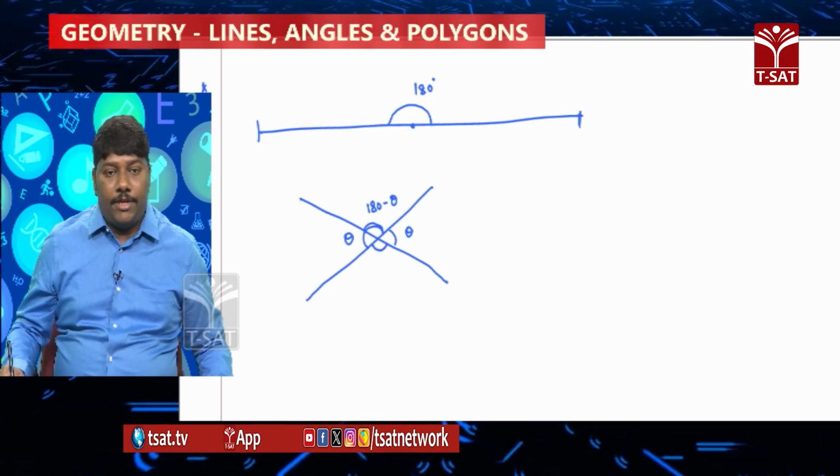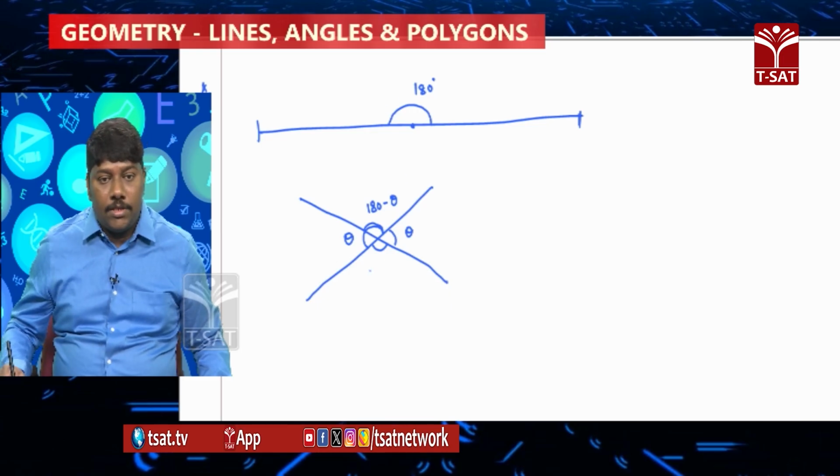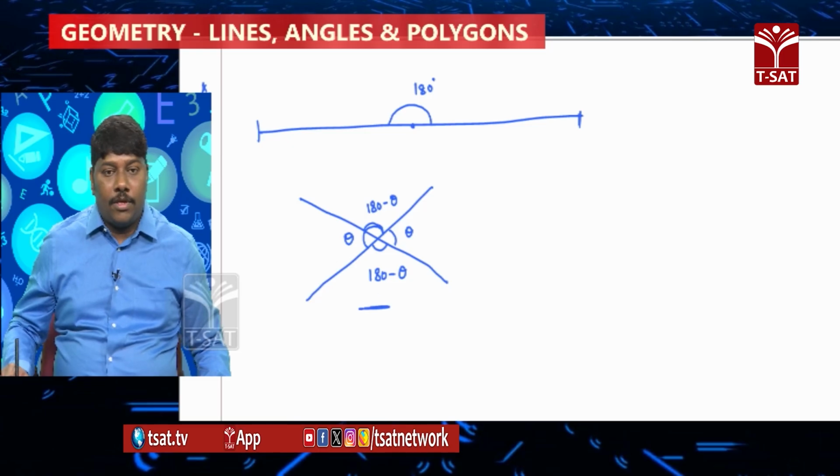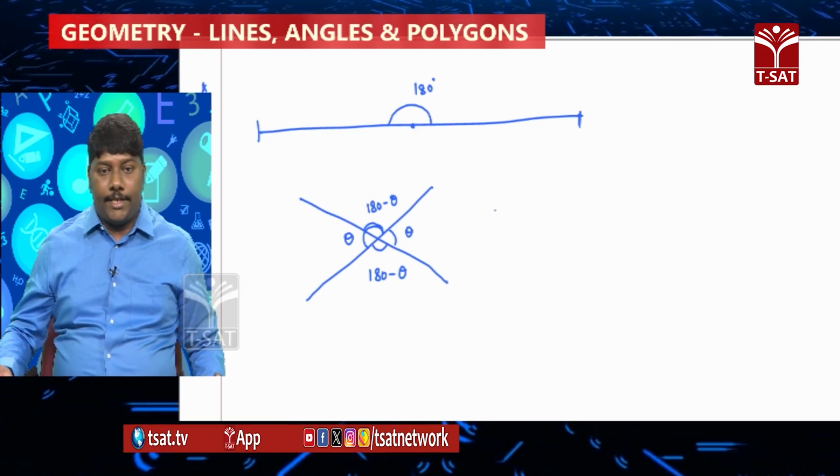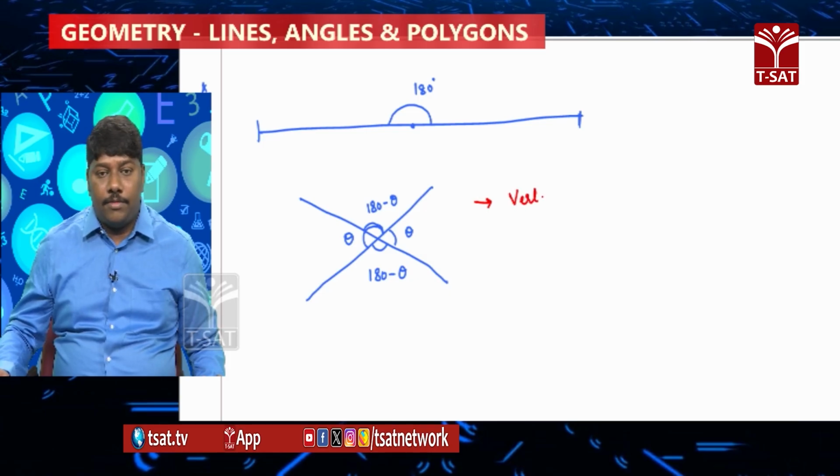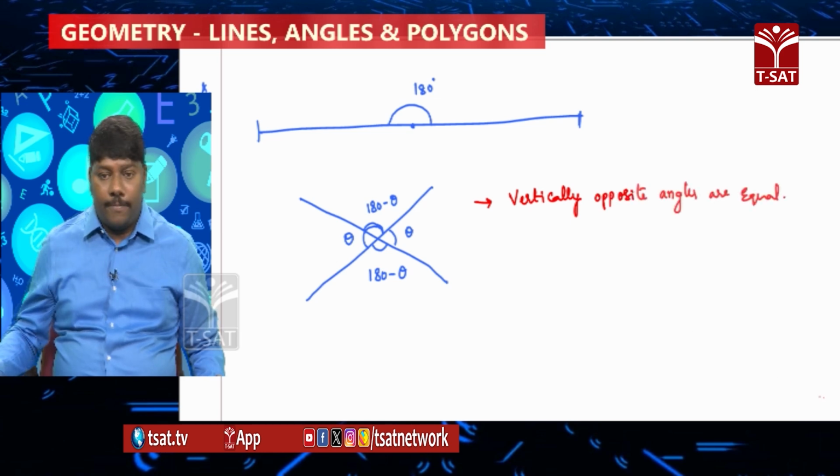Now this forms a linear pair. Linear pair means it makes a straight line. So again, it is 180 minus theta. From this, if two lines intersect, you can clearly see here the vertically opposite angles are equal. So we say when two lines intersect, vertically opposite angles are equal.